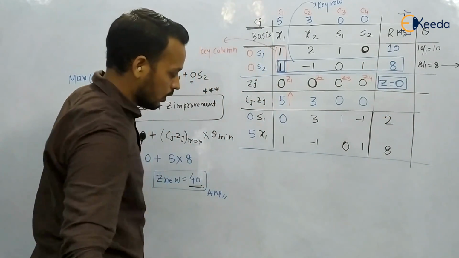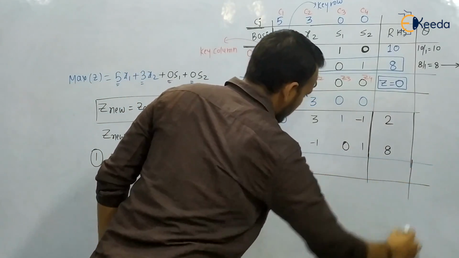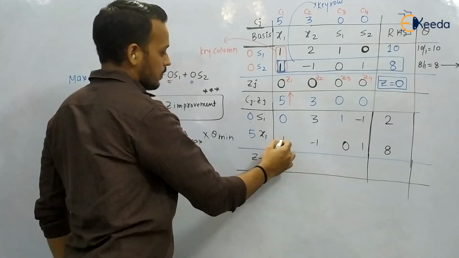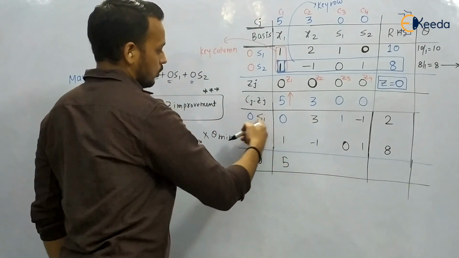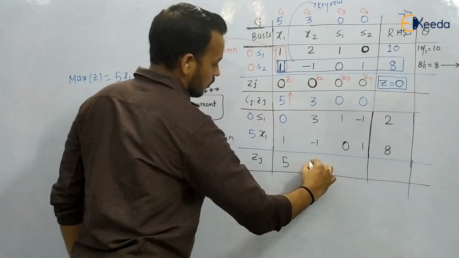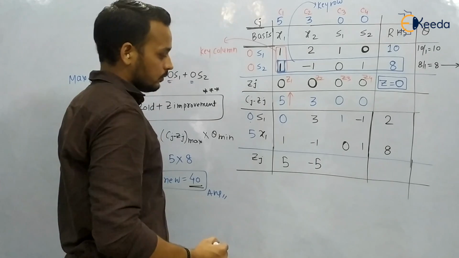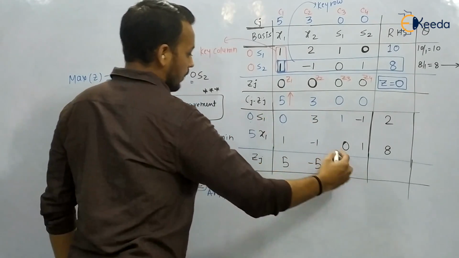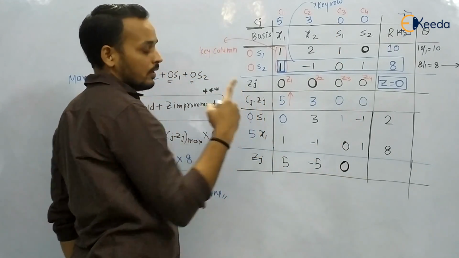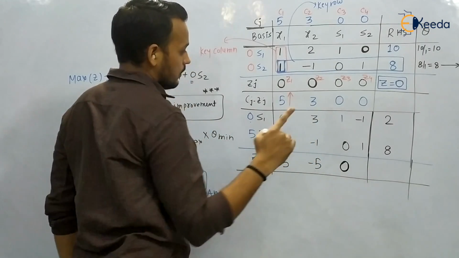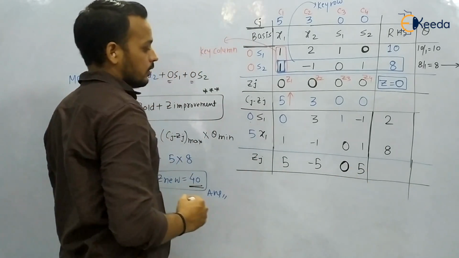Okay, so now what we will do, we will find the value of zj. So zj is 0 into 0 plus 1 into 5. So it is going to be 5. This is 0 into 3, 0 plus 5 into minus 1. This is going to be minus 5. Then 1 into 0 and 5 into 0, 0. It is always 0 because S1 is the basic variable. So this is 0. Then 0 into minus 1, 0, and 5 into 1. This is going to be 5.